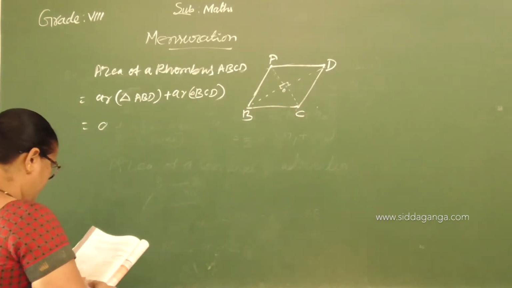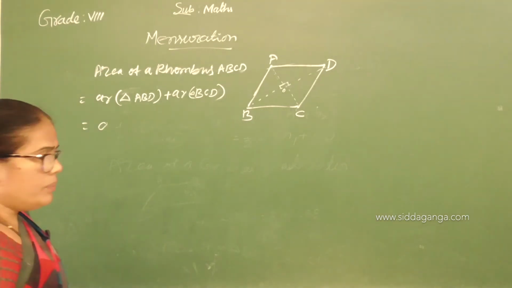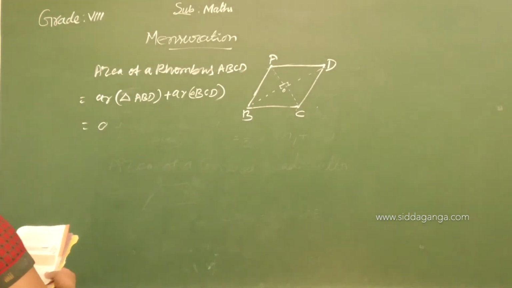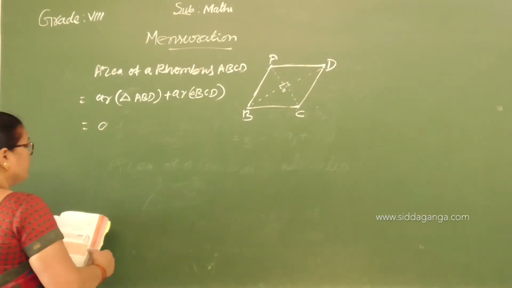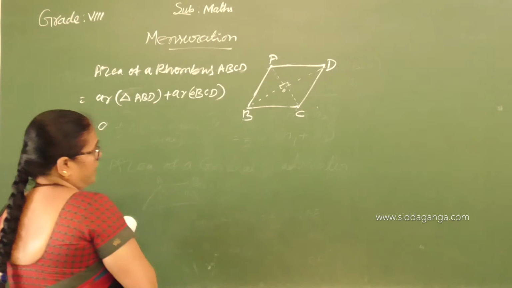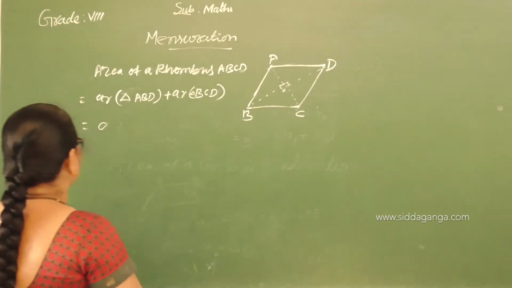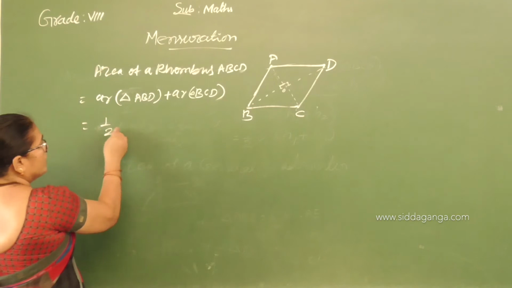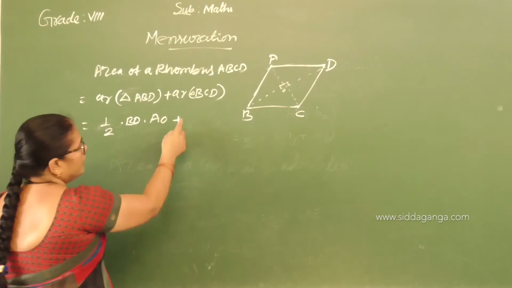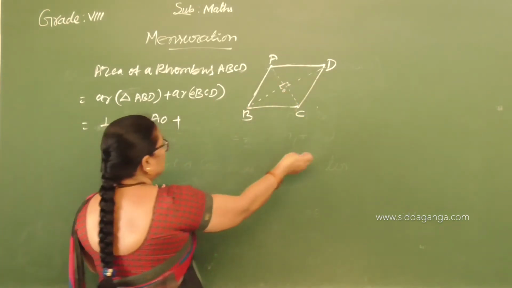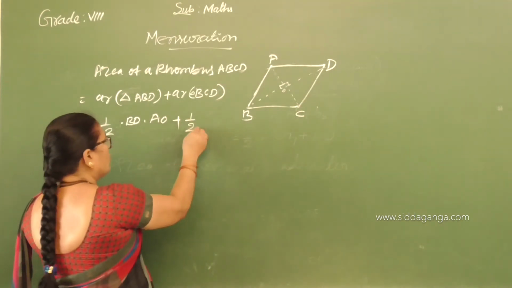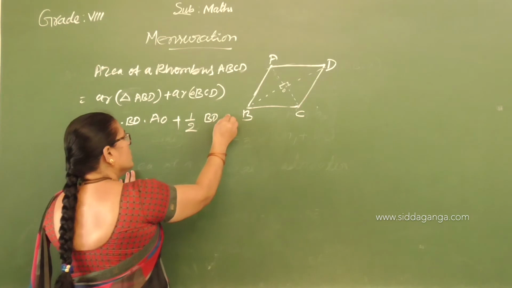What is the area of triangle ABD? Area of triangle ABD is equal to half into base into height. Here BD is the base, then AO is the height. That will be equal to half into BD into AO, plus area of triangle BCD, with BD as base and CO as perpendicular height, that will be equal to half into BD into CO.